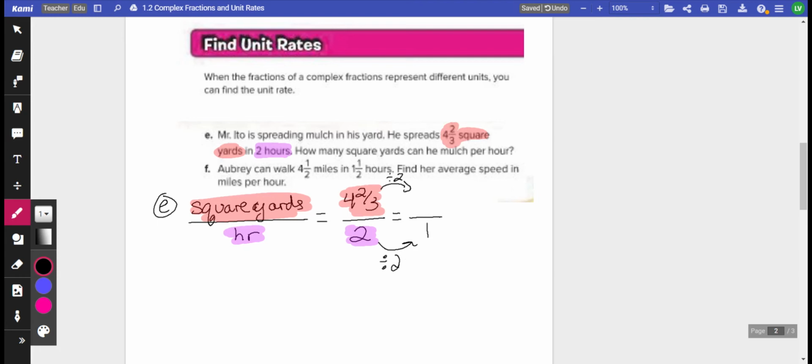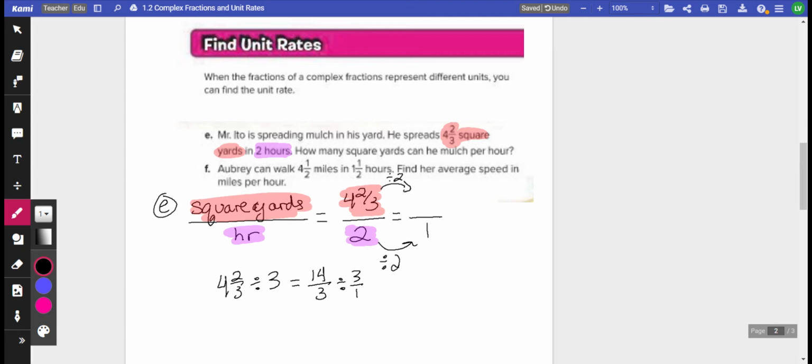Well, I don't know what 4 2/3 divided by 2 is. That's not something that comes easily. So I'm going to rewrite it down here. 4 2/3 divided by 3. Well, my first step is to convert 4 2/3 into an improper fraction. 4 times 3 is 12 plus 2 is 14. 14 thirds divided by 3 divided by 1.